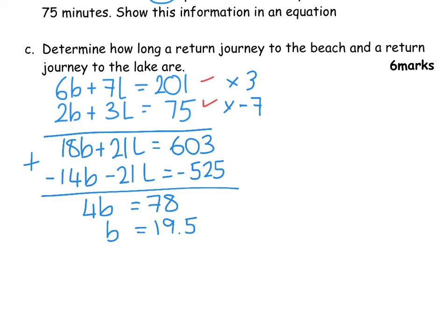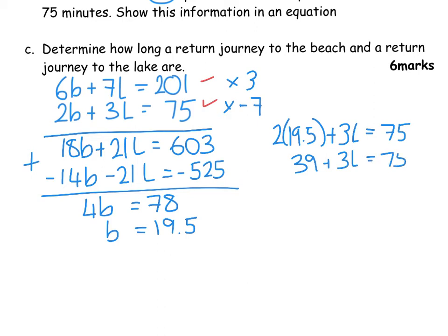Now I'm going to put that back into probably my second equation just because it's lower numbers. So I've got 2 times 19.5 plus 3l equals 75. Double of 19.5 is 39. So now 39 plus 3l equals 75. So 3l equals, now I'm using my calculator for all this because I don't want to make mistakes, it's 36, which divides nicely by 3, so this is looking good. So it looks like l is 12.